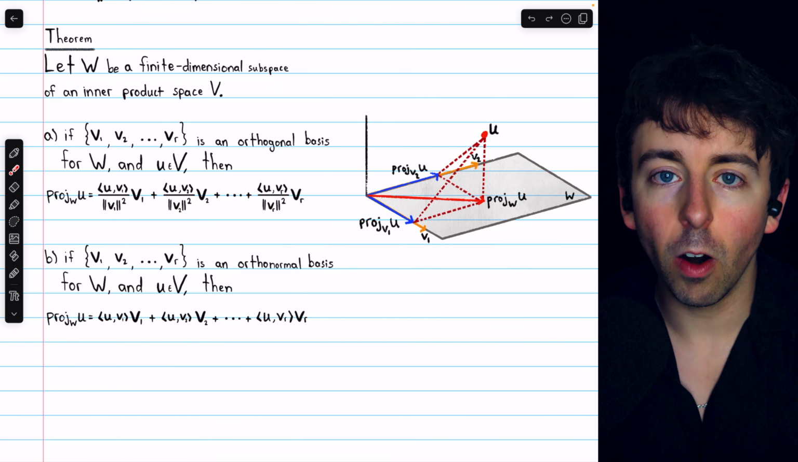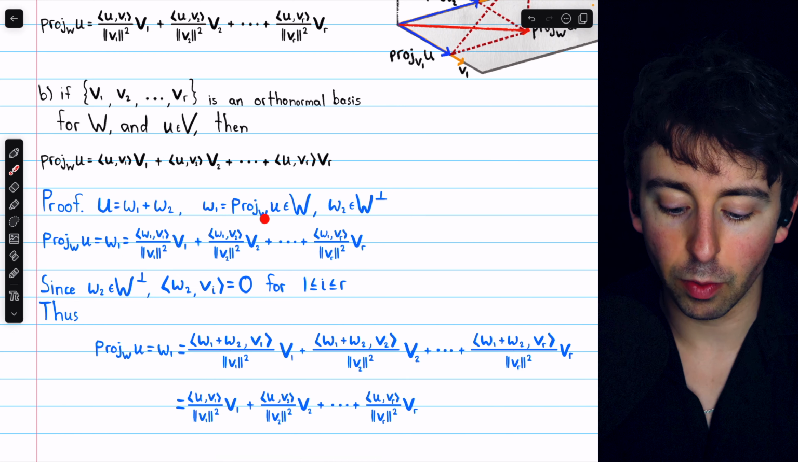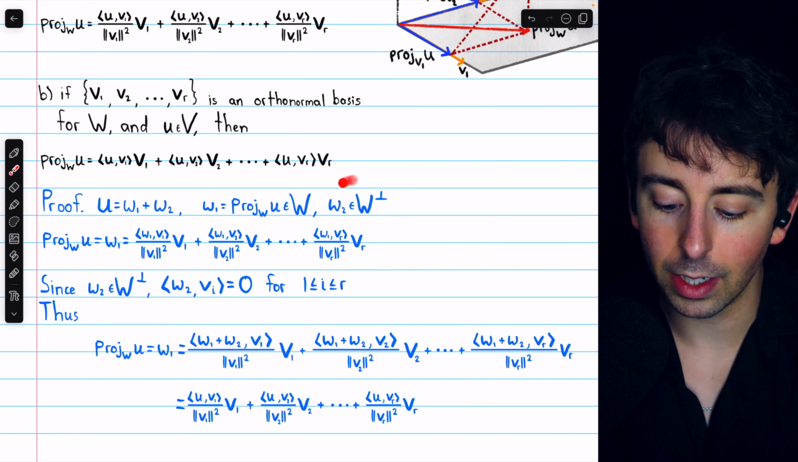So the idea is we have these orthogonal basis vectors v1 through vr for a subspace W of an inner product space V. We then take a vector u from the inner product space V. Now, we know from the projection theorem that we can write this vector as w1 plus w2, where w1 is the projection of u on the subspace W, and hence it's an element of that subspace, and w2 is the component of u that's orthogonal to W, hence it's an element of the orthogonal complement of W.